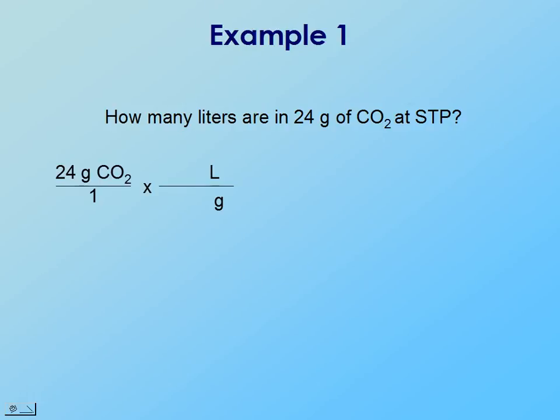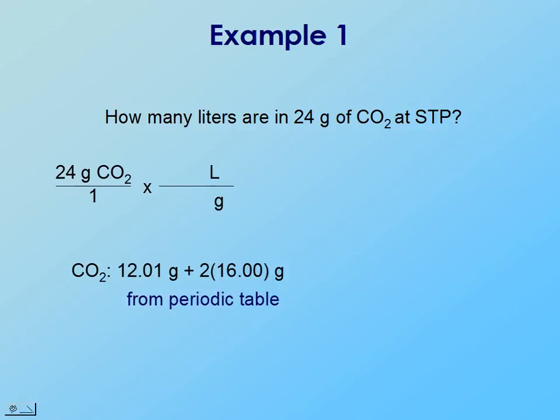We said that 1 mole of any substance is equal to its molar mass, so I would need to add up 1 carbon and 2 oxygens from the periodic table. You may round those to 2 decimal places, and when you do that you should get 44.01 grams. And then liters, when you are specifically at STP, will always be 22.4 for an ideal gas. So the grams are going to cancel out. In terms of sig figs, the molar mass has 4 sig figs, the 22.4 has 3, and the 24 has 2. So we want 2 sig figs in our answer. When we go through and do the math, you should get 12 liters.